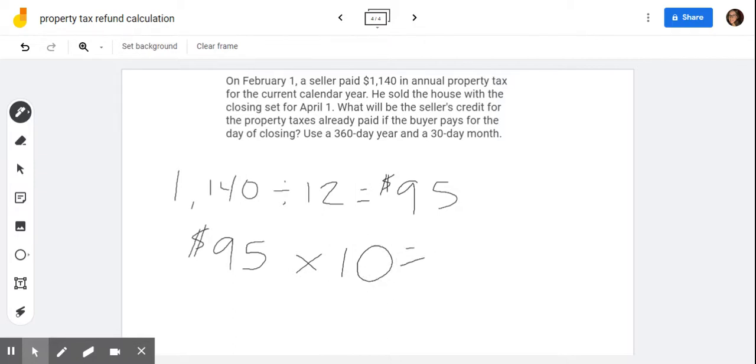So I don't even have to plug this into a calculator because I know anything times 1 is just itself. So 95 times 1 is 95. Add a power of 10 back, I get $950. So this is how much he should be seeing as a credit on his day of closing.